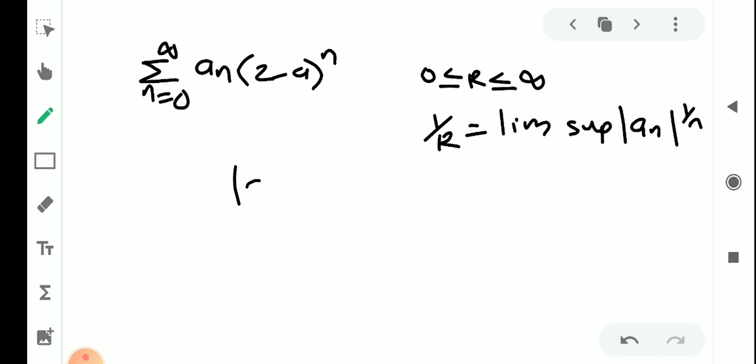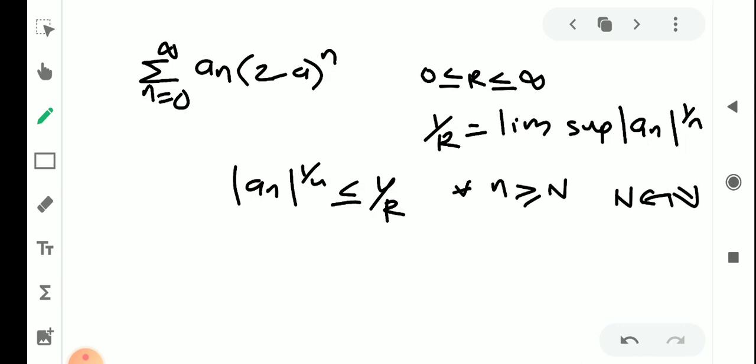1/R is the supremum of the mod a n raised to 1/n. So supremum means it is the least upper bound. So all the remaining a n raised to 1/n are less than or equal to this 1/R by the definition of supremum, for every n greater than or equal to some N in the natural numbers. After a particular term, we can say that mod a n raised to 1/n is less than or equal to 1/R.